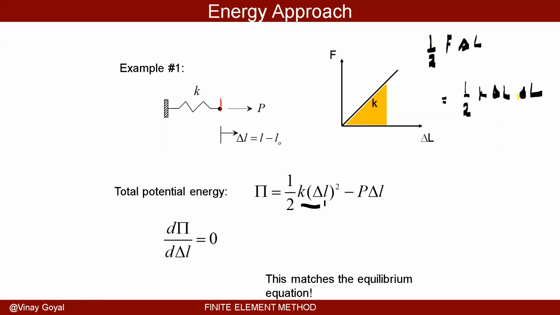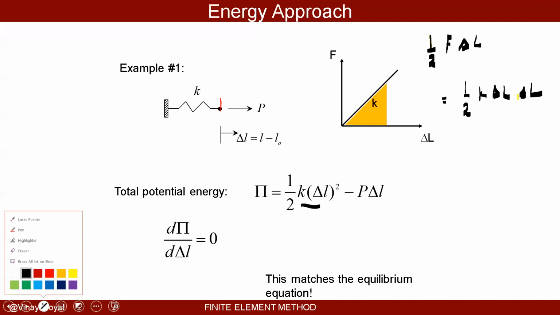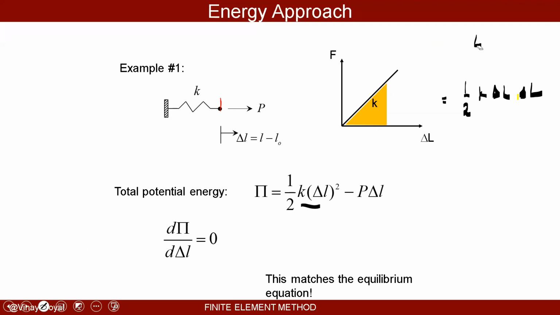And so what is the potential energy due to loads applied? Let's look at that one instead. The energy due to loads applied is just in essence P times how much this point moved due to that deflection here. So that's P times delta L. So total potential energy is this.